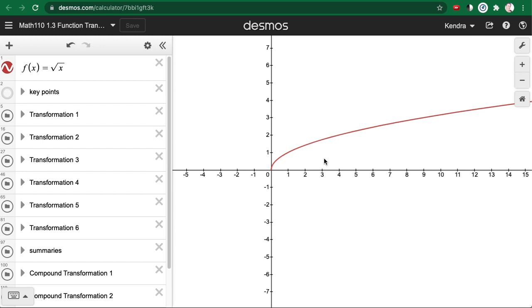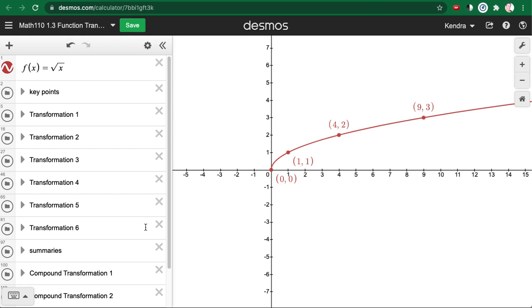So one of the things that is going to help us track the process of these transformations is to look at a few key points on our graph. In the square root function, there are several points that you should know on this graph. If you think about what points you can list on the graph of this function, hopefully you have at least these four: (0, 0), (1, 1), (4, 2), and (9, 3).